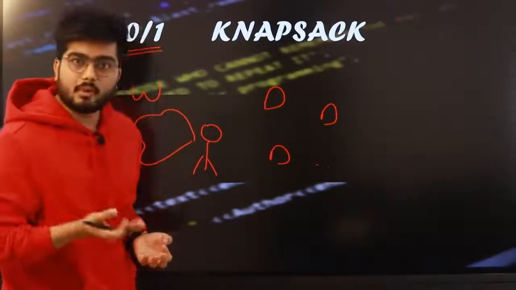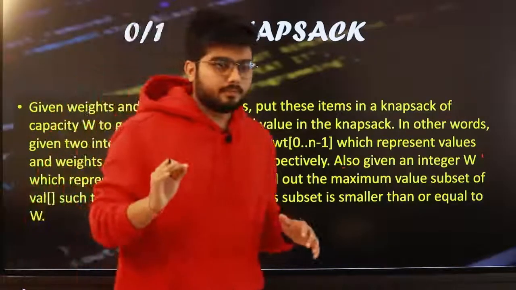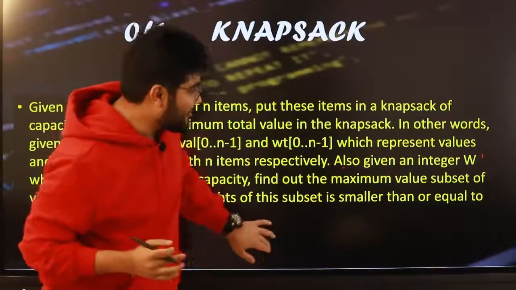Cool, let's read the problem statement. Given weights and values of n items, put these items in a knapsack of capacity W to get the maximum total value in the knapsack. In other words, given two integer arrays val and weight which represent values and weights associated with n items respectively, also given an integer W which represents knapsack capacity, find out the maximum value subset of val such that the sum of the weights of the subset is smaller than or equal to W.